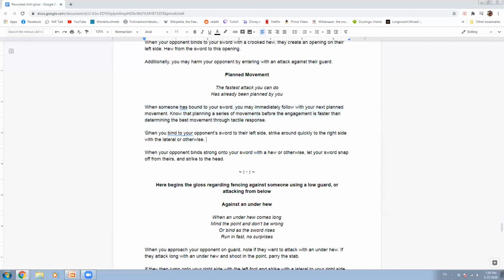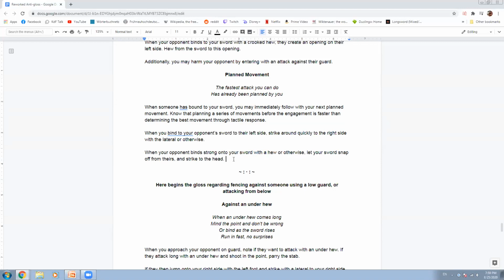Okay, so when you bind to your opponent's sword to their left side, strike around quickly to the right side with the lateral or otherwise. So this is an example of that type of attack. So you throw out a Zwerhau or an Oberhau or whatever, and then no matter what happens, as soon as the swords touch, you're going to come around and cut to the other side. When your opponent binds strong to your sword with a hew or otherwise, let your sword snap off of theirs and strike to their head. So the same thing when they bind hard, do a schnappen.